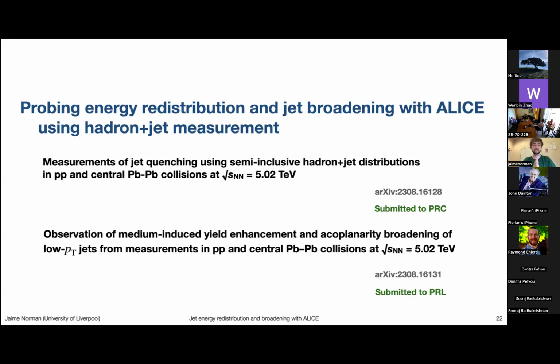Today I'd like to focus on these two measurements that were recently submitted to arXiv, PRC and PRL, where we probe these effects, energy redistribution and jet broadening, with Alice using a hadron jet correlation measurement.